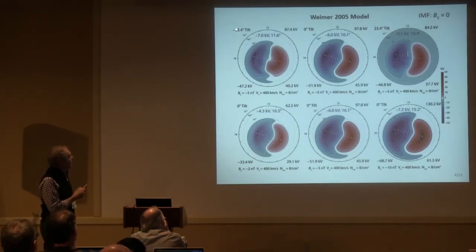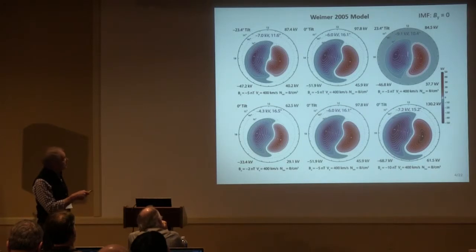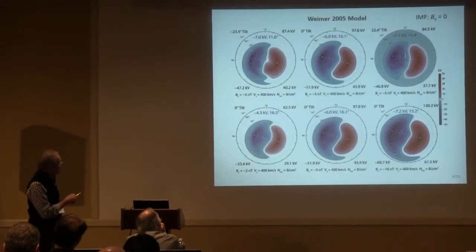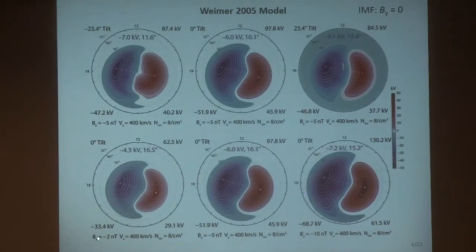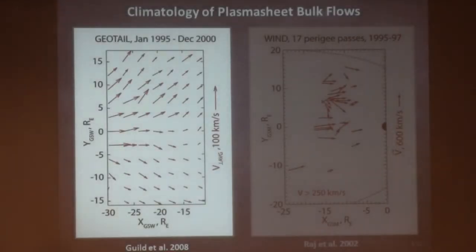and you see that these effects persist. This is for dipole tilt characteristic of summer, equinox, winter. You can change the input IMF here. These are all for minus 5 nanotesla in the IMF across the bottom here, all zero dipole tilt: minus 2, minus 5, and minus 10. And you see that this rotation persists, and the asymmetry in the circulation in dusk relative to dawn. And I'll say, if you put in IMF By, it's more complicated, but the same effects are still there, moderated to some extent by IMF By. Okay, now let's take a look at the climatology of plasma sheet bulk flows.